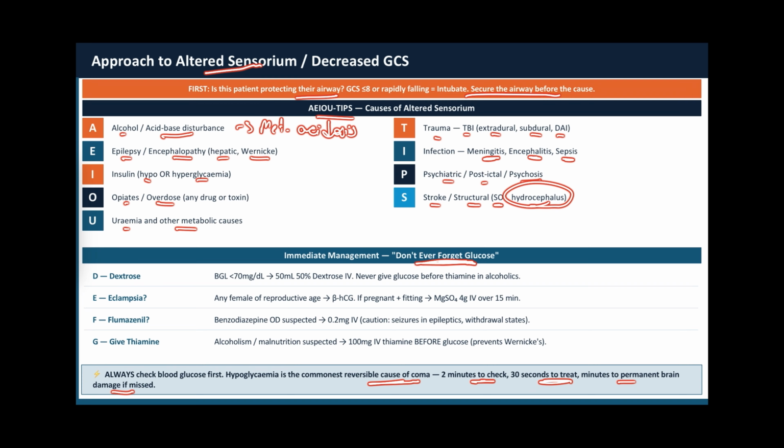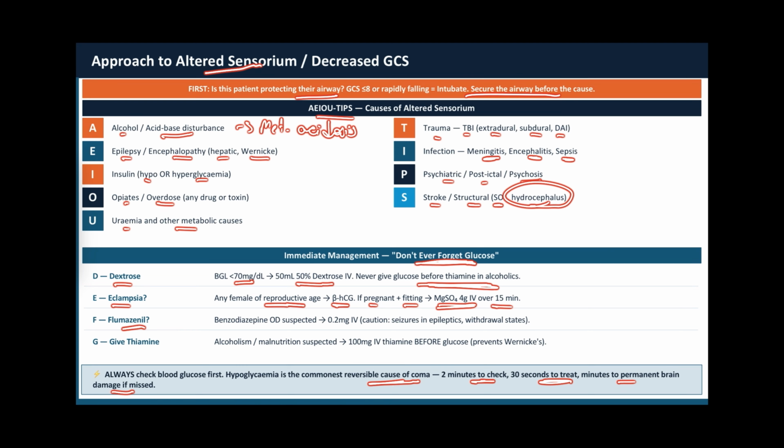DEFG is the mnemonic. Give dextrose if the blood glucose level is less than 70. How you are going to do it is 50 ml of 50% dextrose IV. Never give glucose before thiamine in case of alcoholics. If it is due to eclampsia, any female of the reproductive age, consider doing the beta HCG. If she is pregnant and fitting for eclampsia, give MgSO4 4 grams IV over 15 minutes.